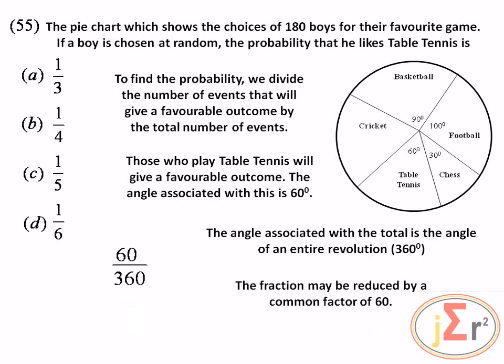And of course the fraction may be reduced by a common factor of 60. 60 into 360, 6. And 60 into 60, 1. The fraction is therefore 1/6, and that is represented by option D. So the correct answer is option D. There we have it.